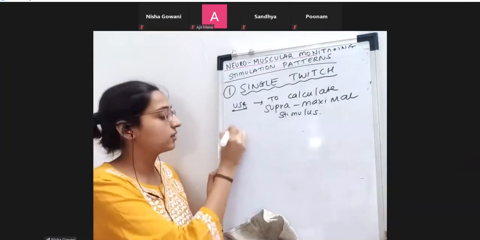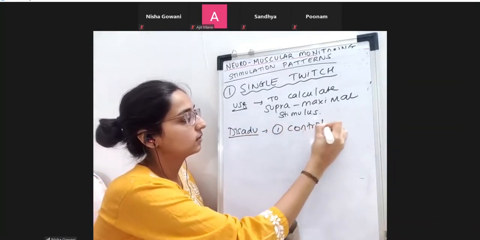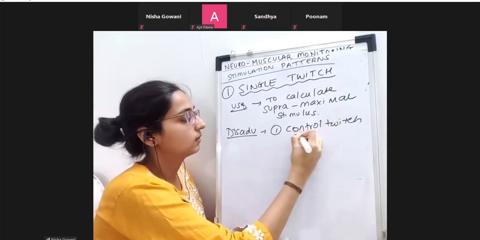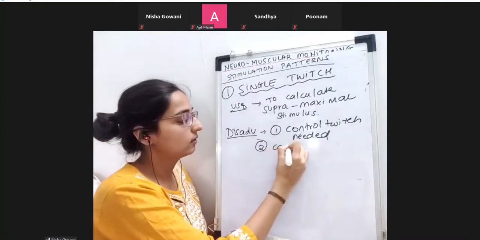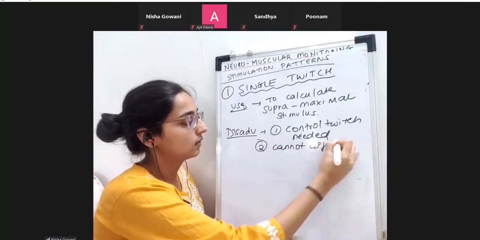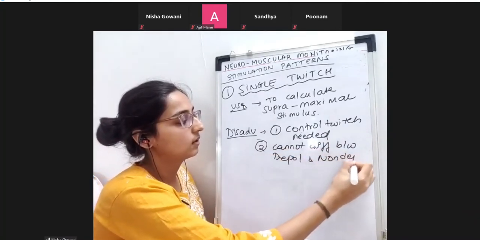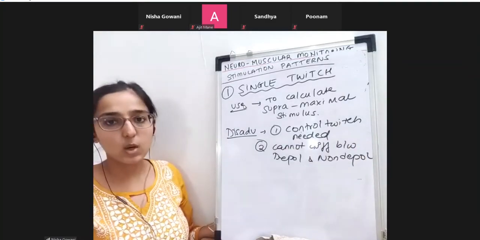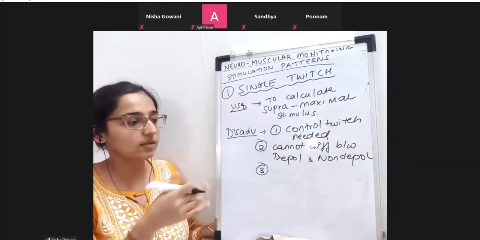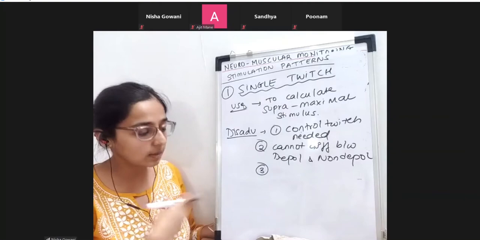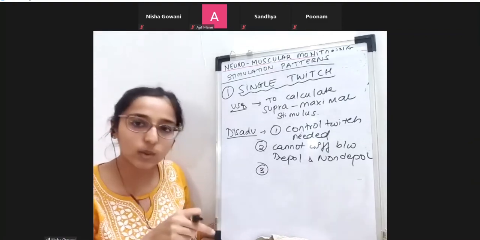Okay, the disadvantage of this is that a control twitch is always needed. Then it cannot differentiate between the depolarizing and non-depolarizing agent. The height will keep decreasing, but you cannot understand whether the drug I've given was depolarizing or non-depolarizing. Suppose you have given scoline, and your senior comes and does a single twitch. He will not understand whether you have given a depolarizing or non-depolarizing drug just by looking at that response.